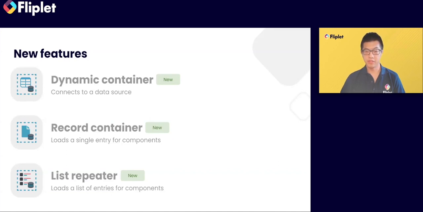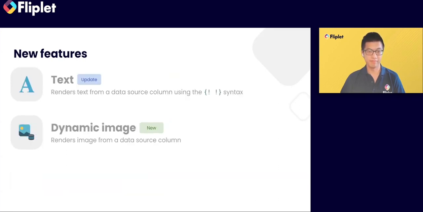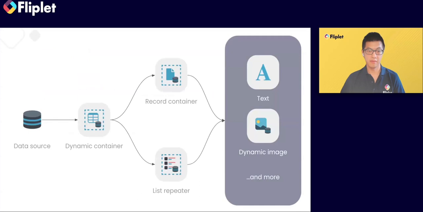These 3 components are responsible for loading data from the data source so that other components can make use of the data. For example, the text component is updated to render text from a data source column using a new syntax, which I will show you in a moment. The dynamic image component is a new feature that lets you render an image based on what's found in each data source entry. Together, users can set up the data flow from the data source to having them displayed in the apps.